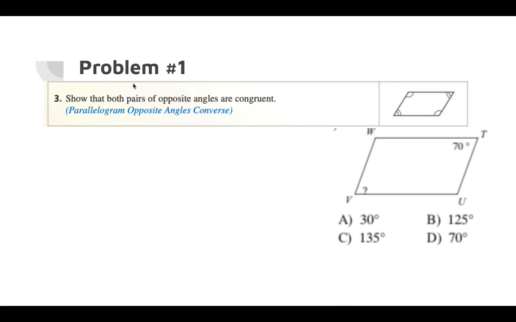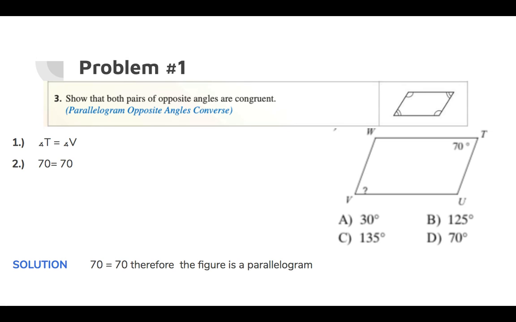Number one, we're going to do rule number 3. It says show that both pairs of opposite angles are congruent. Okay? Opposite angles are congruent, meaning they're equal to each other. So what we do is we take the value of angle T and angle V, and we set them equal to each other. This is a statement. Okay, we're saying that this is a true statement. And in order for that to be true, we say, hey, 70 equals 70, and it follows rule 3, and so we answer it with, guess what? The answer is D, 70 degrees. So yes, V equals 70 degrees.